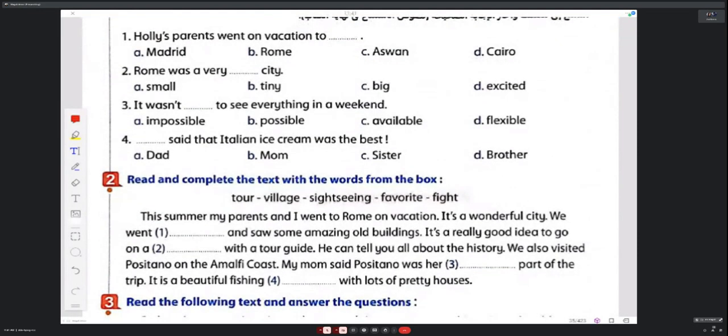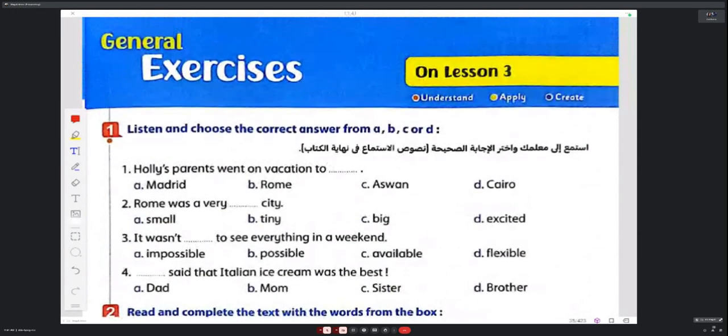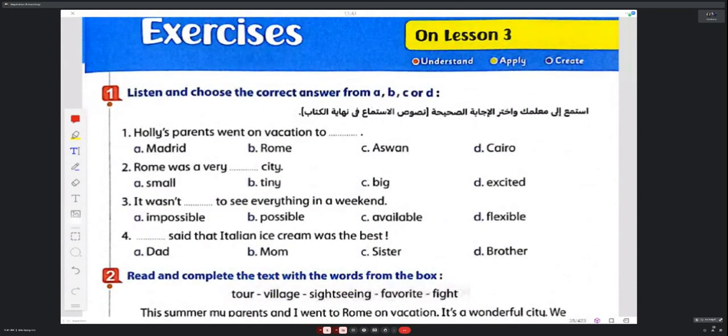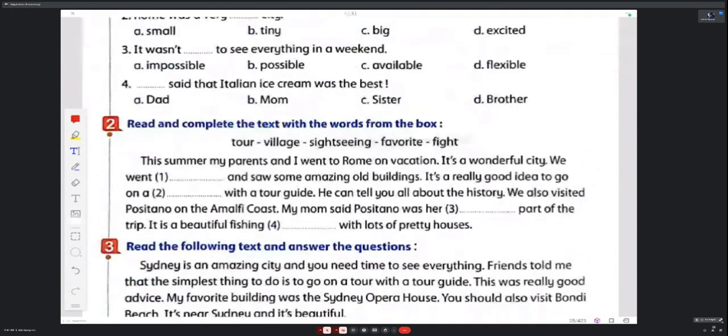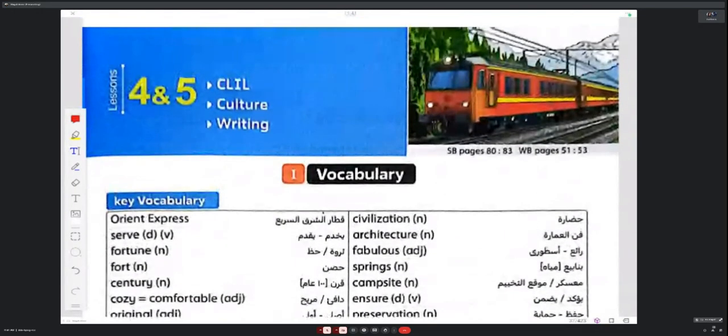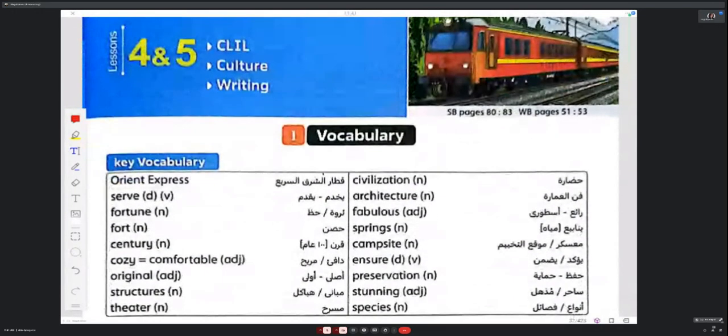I think we answered this or not. No, okay. The listening. Anybody has the listening? We can take it as homework and start a new lesson. Okay. Lesson 4 and 5.